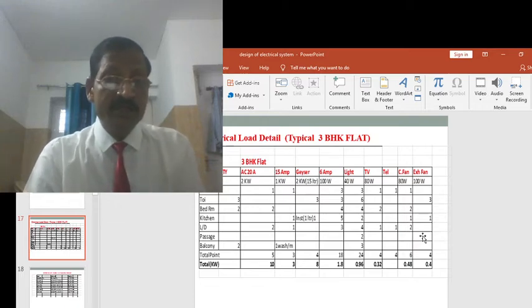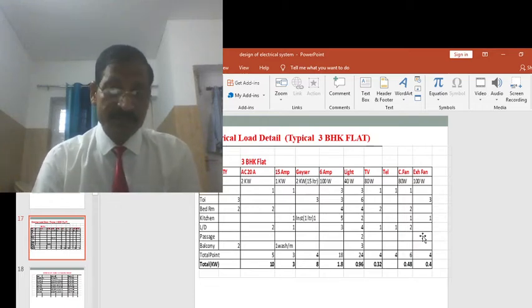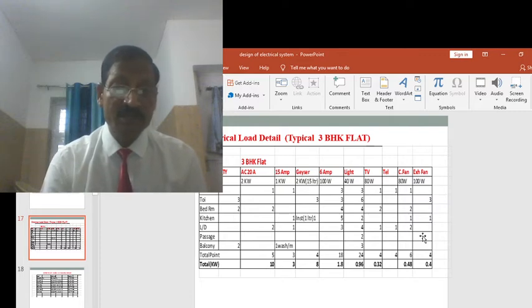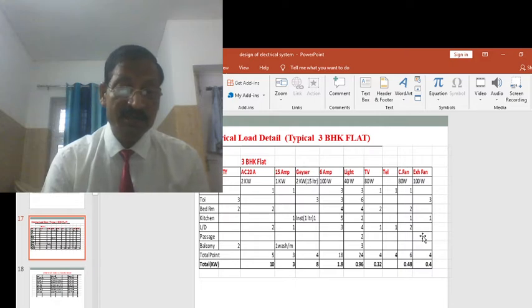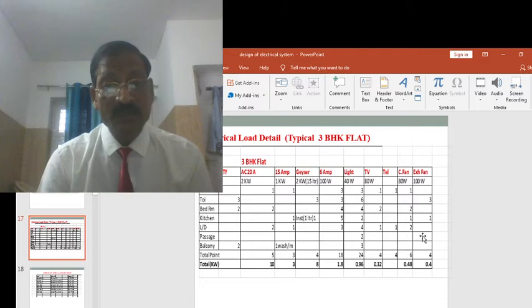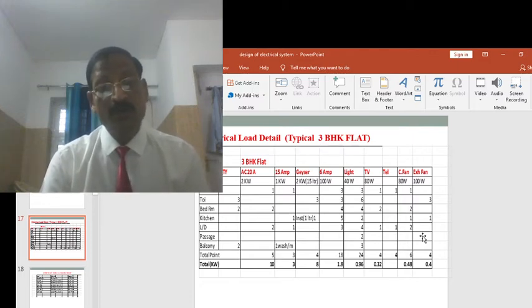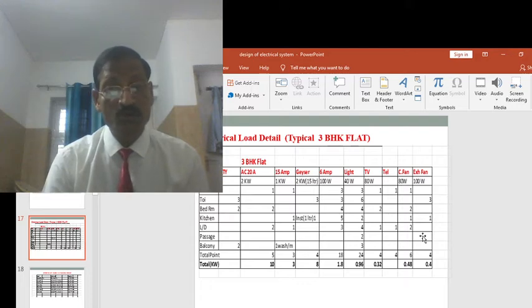If I calculate the electrical load of a typical 3 BHK flat, what are the different equipment there and their load details? It is like this. If it is a 3 BHK apartment, with one master bedroom with 3 toilets, 2 bedrooms, kitchen, living dining, passage, balcony, then we have air conditioners, 20 ampere for AC, load 2 kilowatt.